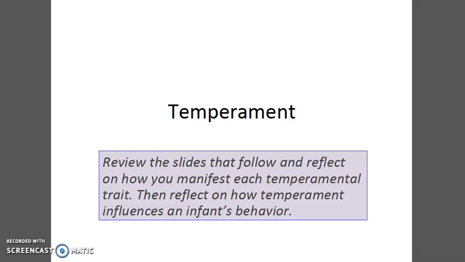Hello and welcome back. This lecture is going to cover temperament. We will go over the 9 temperamental traits, the 3 temperament categories, and strategies for working with each temperament, all with the goal of creating a goodness of fit.